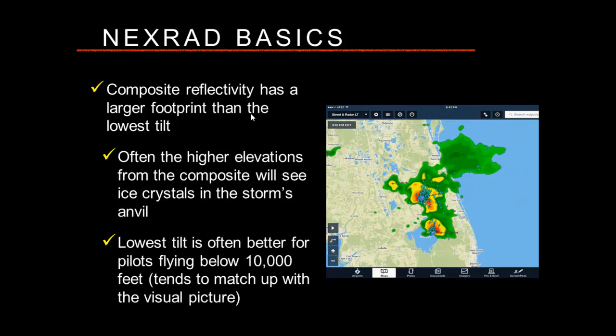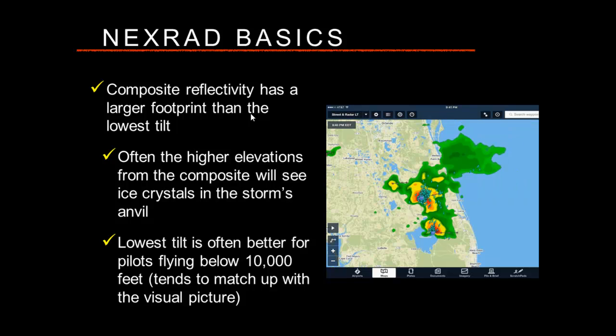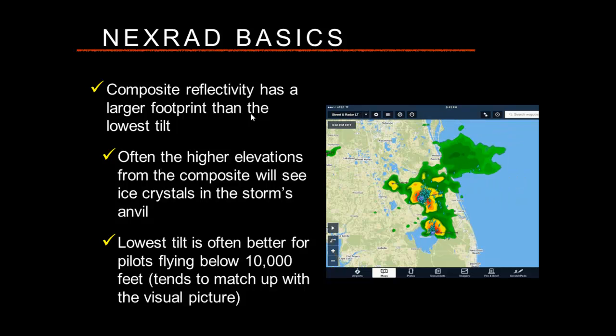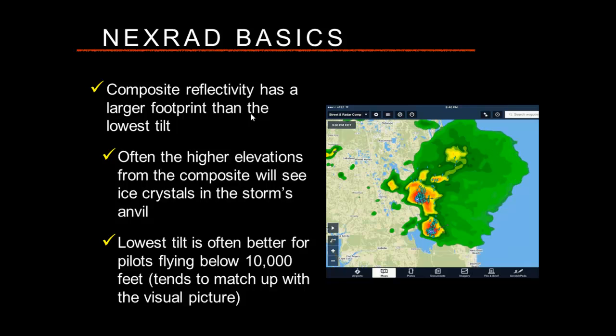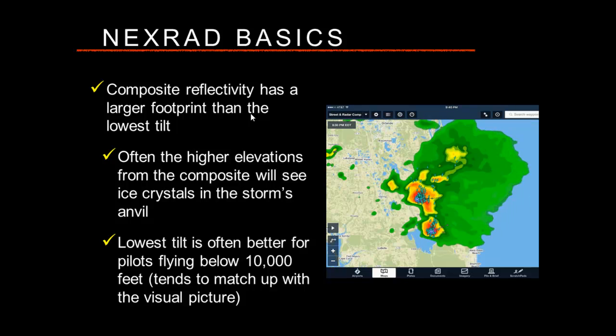That's also a possibility. But I always say that the lowest tilt is better for pilots that are flying at lower altitudes, below those cloud bases. And essentially, that allows you to kind of match up what you see on your onboard weather, your SiriusXM, for instance, to be able to see kind of what's happening outside the cockpit. I find that the picture looks crisper, but you'll see that as this image goes between the two different ones, you've got a larger footprint there for the composite versus the base reflectivity.